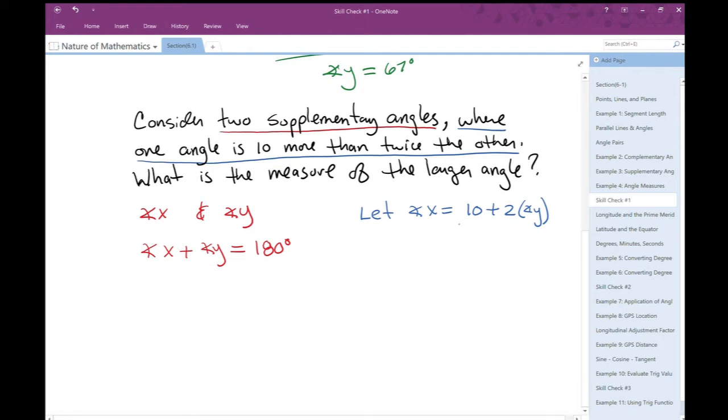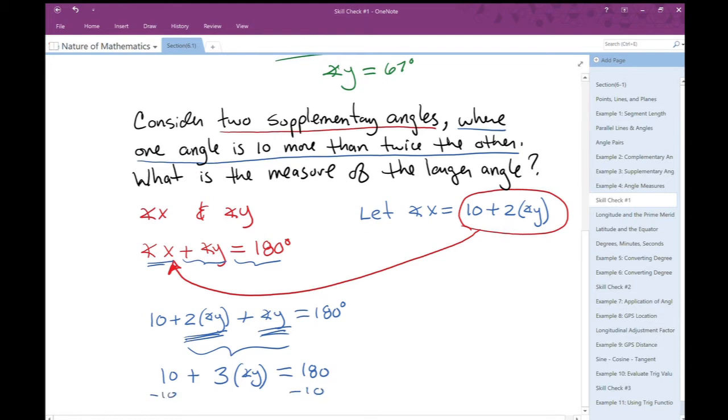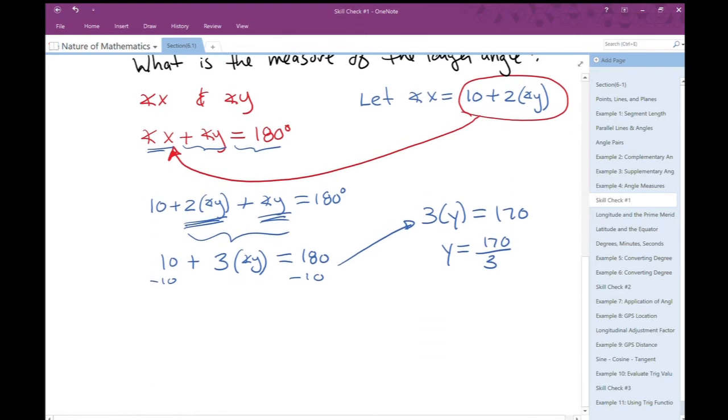This means that anywhere we see angle X, we can replace it with this expression. So now, instead of writing angle X, I'm going to write 10 plus 2 times angle Y. Then we have the rest of this equation, plus angle Y, and then equals 180 degrees. I have 2 angle Y's here, and I have 1 angle Y here. Altogether, how many angle Y's do we have? 3 angle Y's. Don't forget our 10 that we have to add, and our 180. Now we can subtract 10 from both sides. And this gives us 3 times y equals 170. Y will equal 170 divided by 3. So let's do that math on the side here.